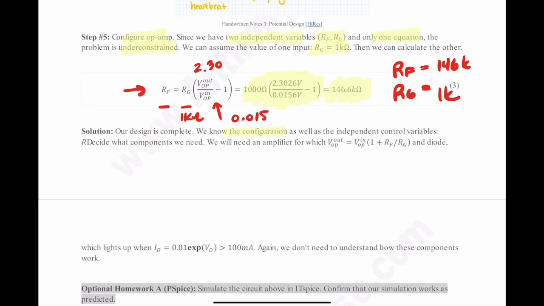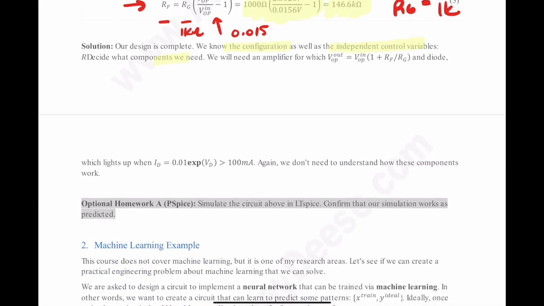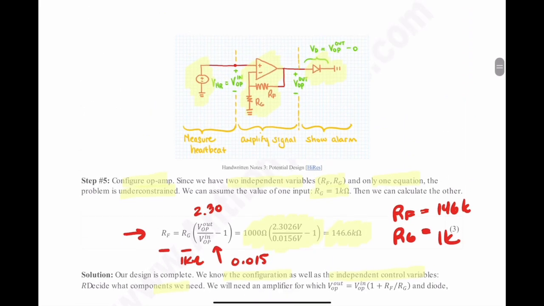We know the configuration as well as the independent control variables. And we've already decided what components that we need. So we can go ahead and we're done, essentially. We have our finished design. Our design will look like this right here. We have our heart rate sensor. We have our amplifier with the appropriate values, RF and RG as decided. They're equal to 146K and 1K respectively. And everything else has already been defined.